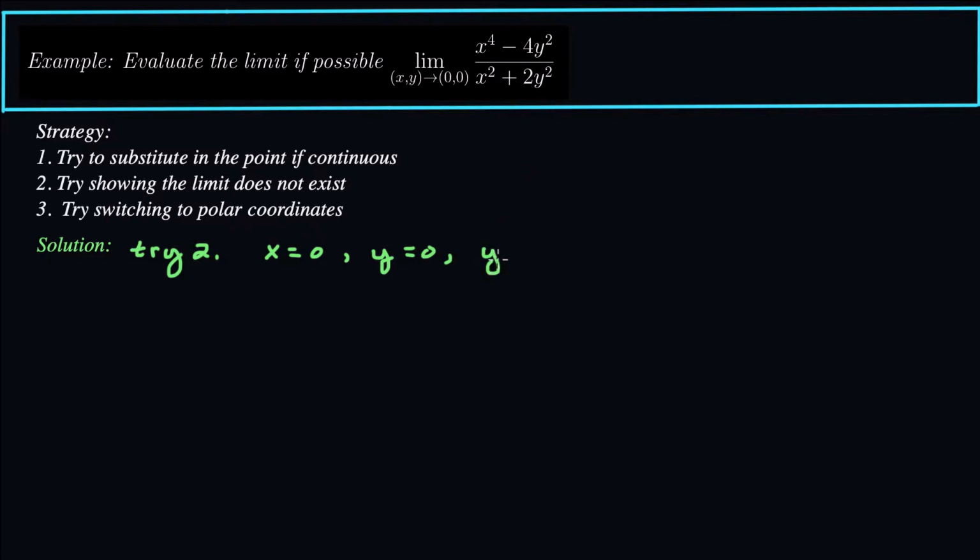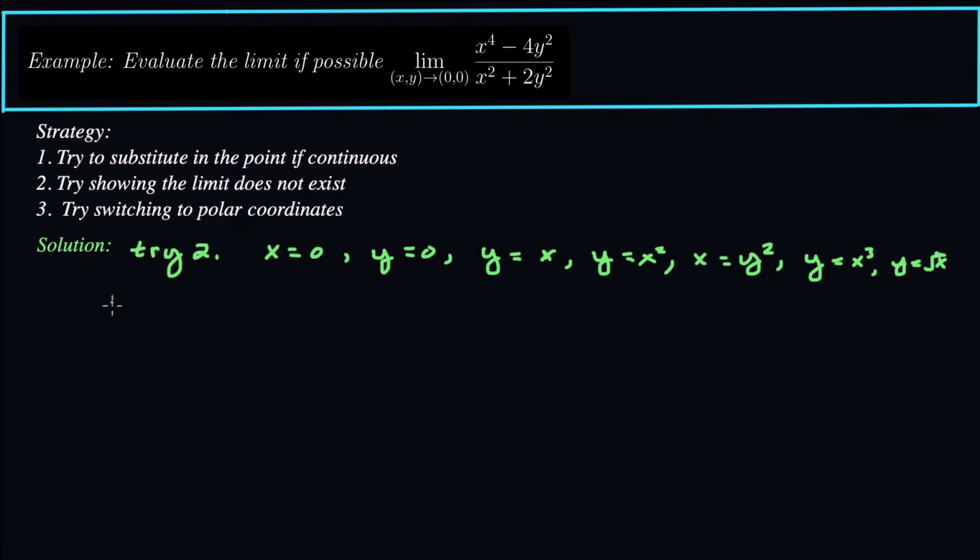Let's try y equals x, and then y equals x squared. Maybe x equals y squared, and maybe y equals x cubed, or y equals square root of x. These are paths that go through the origin. Now, we're only going to need a few of these if the limit doesn't exist, because hopefully two of these paths will give us two different limits.